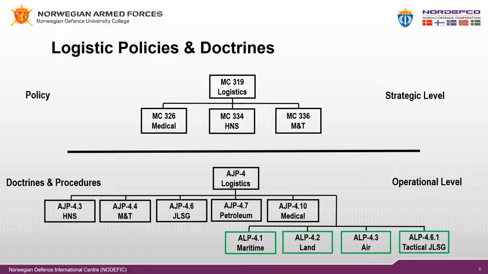The 4 Allied Logistic Publication documents are dealing with logistic doctrines on the 3 branches, maritime, land and air, and the Tactical Joint Logistic Support Group. These documents can't be joint documents. They are therefore Allied Logistic Publications documents.